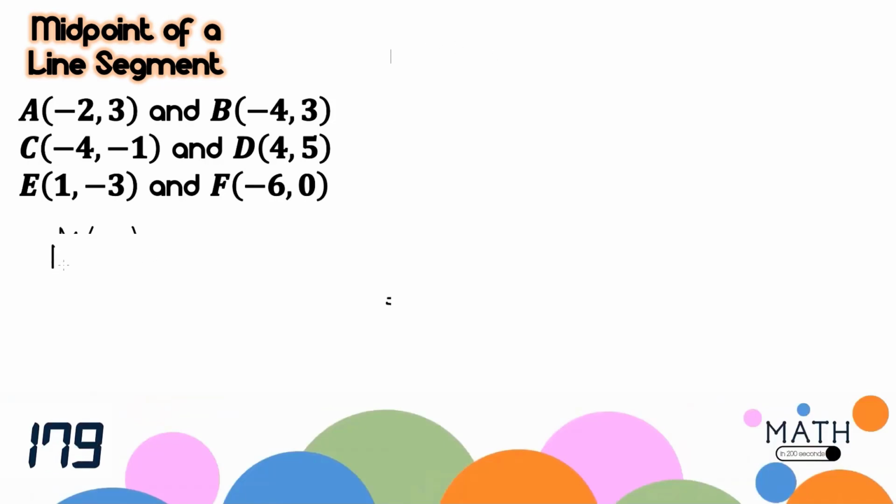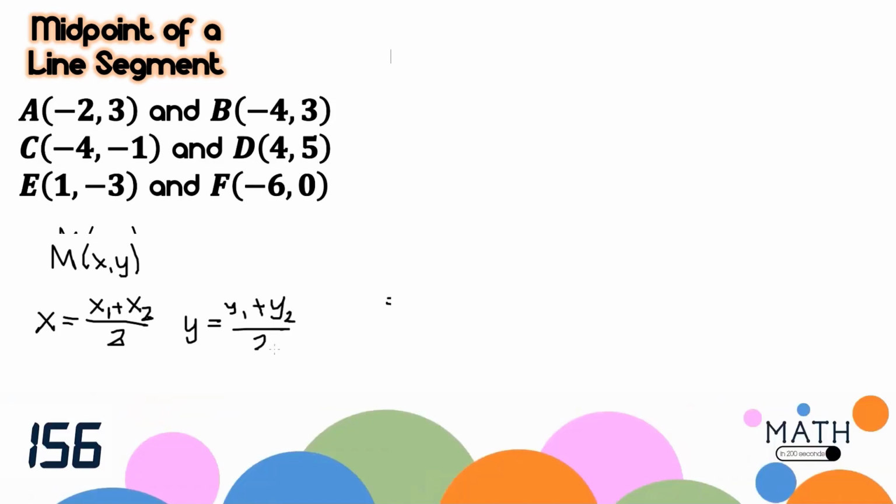The midpoint, which is also a point, therefore its x and y, of the given points can be computed in this manner. You have your x is equal to the average of your x coordinates. In short, x sub 1 plus x sub 2 over 2. As well as for y, it will be the average of the y coordinates, y sub 1 plus y sub 2 over 2. So let's start solving the midpoint of the line segments connecting these pairs of points.